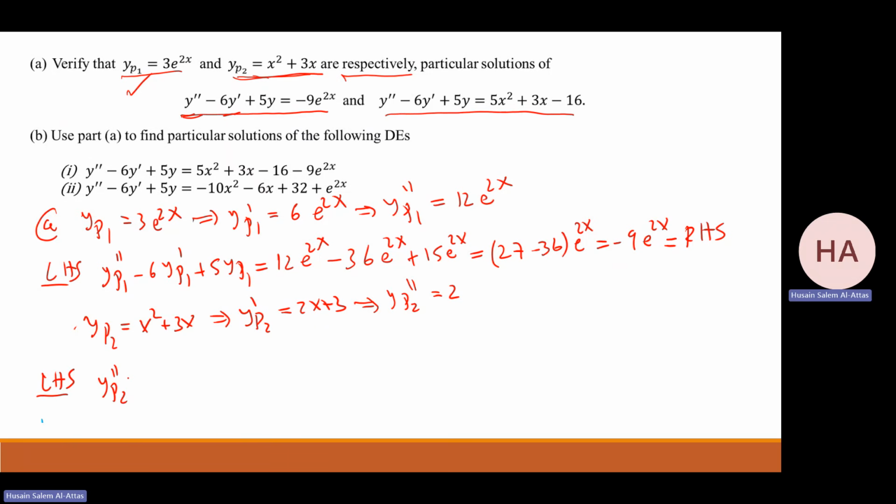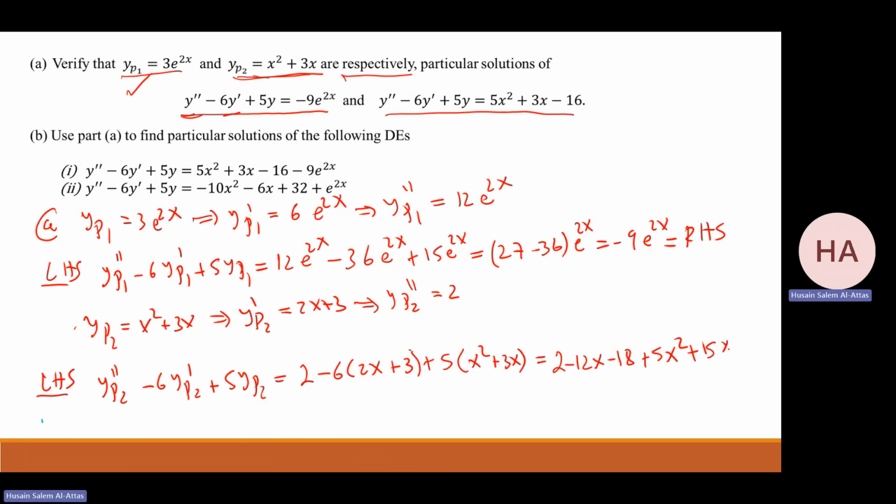Now check the left-hand side. yp2 double prime minus 6 yp2 prime plus 5 yp2 equals what? That is 2 minus 6 times (2x plus 3), plus 5 times (x squared plus 3x). And that's equal to what? Do the calculation: 2 minus 12x minus 18 plus 5x squared plus 15x, which is equal to what?